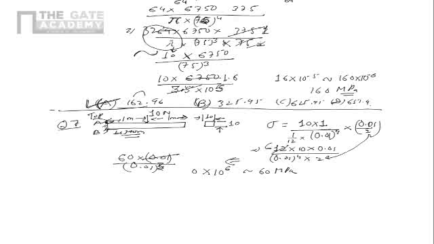Now how will this vary? Let's see the options which have been provided. Option A is like this.